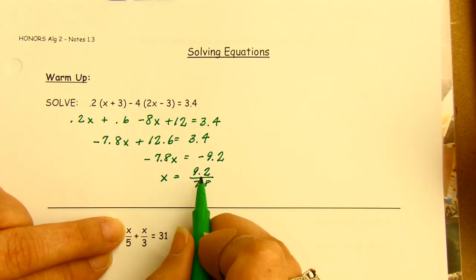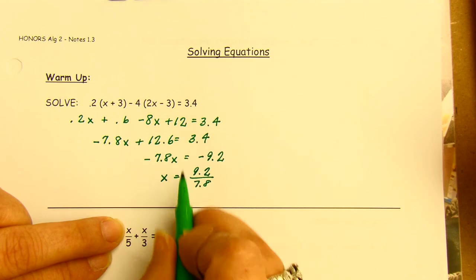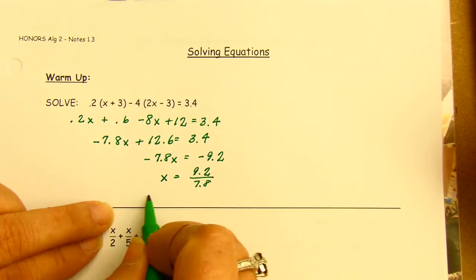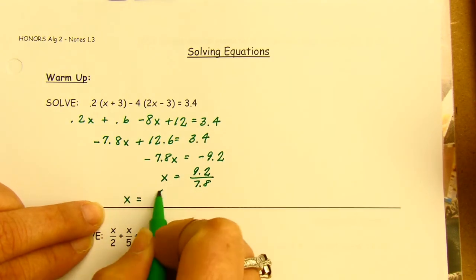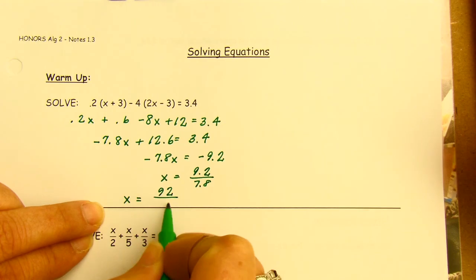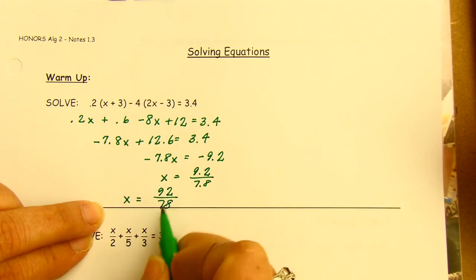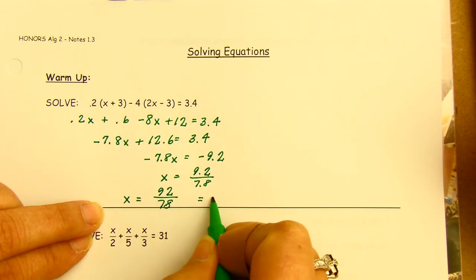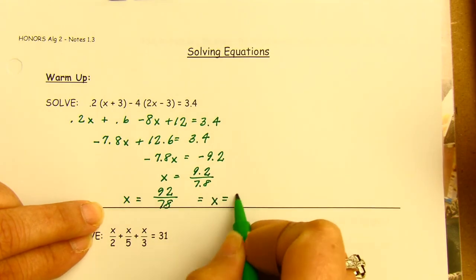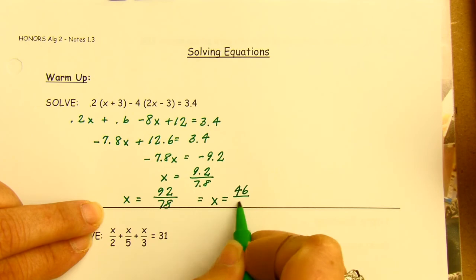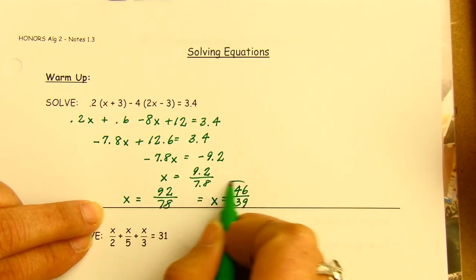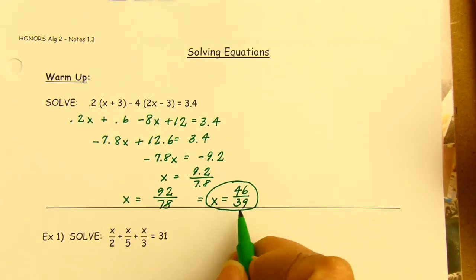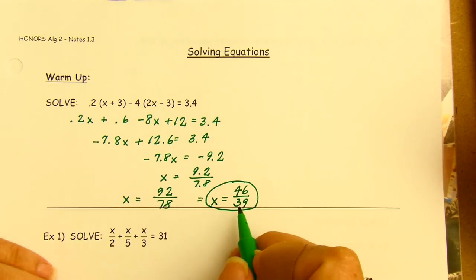And I'm going to actually multiply this by 10 over 10 to get rid of these decimals. So x equals 92 over 78. And since these are both even, I can simplify that and get x is equal to 46 over 39. Please always give me fractions, even if they are improper fractions like this one. I don't want mixed numbers, and I'm not a fan of decimals. So give me the exact answer, 46/39.